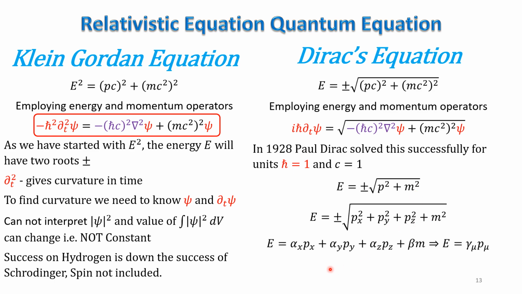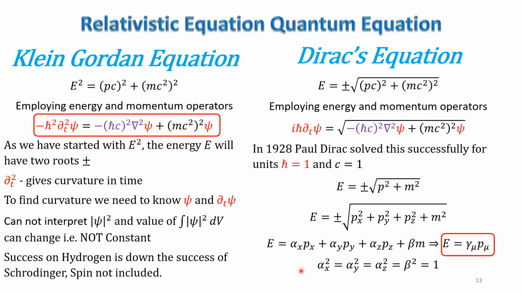Now Dirac's idea was, he wrote E is equal to alpha x times px plus alpha y times py plus alpha z times pz plus beta times m, so that E can be represented in tensor form as gamma mu p mu. This very form of the equation is one of the representations of Dirac's equation.